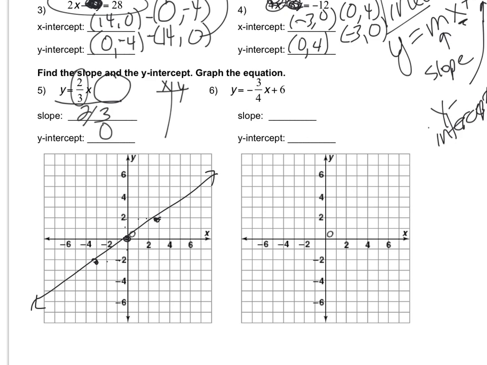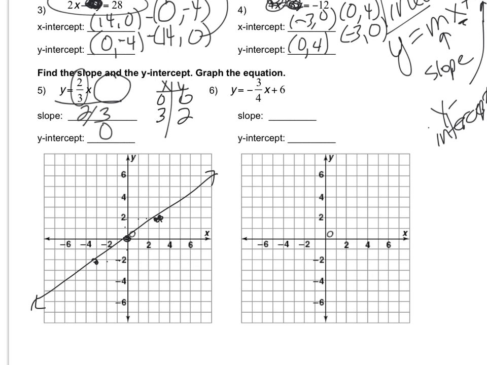And again, you would get that same exact graph if you pick some points. For example, if I picked 0 for x, 2/3 times 0 is 0. So there's that 0, 0 point. You could also pick the number 3. 2/3 of 3 is 2.